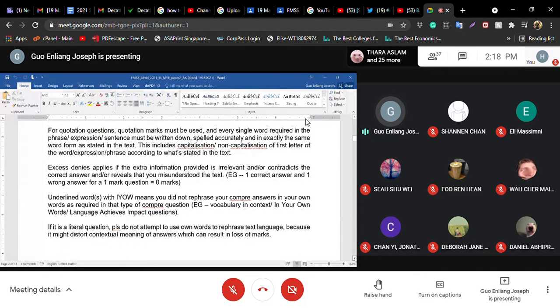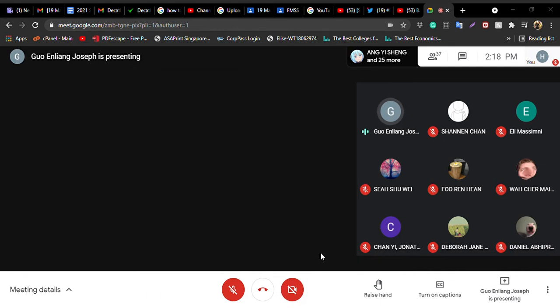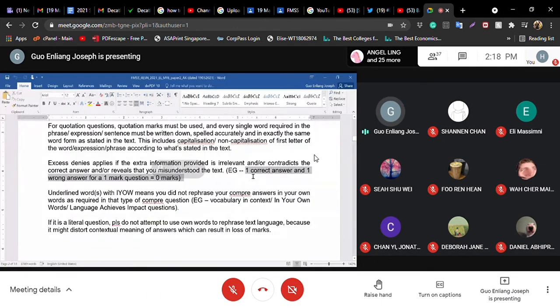Next one, excess denies. All right, it applies if the extra information is irrelevant or it contradicts the correct answer or it reveals that you misunderstand the text. So a very classic example is you got one correct answer and one wrong answer for a 1 mark question. That usually means it's a 0. Okay, so you need to just give the correct answer. Precision is very important. All right, don't give more than what is expected. Give the answer.